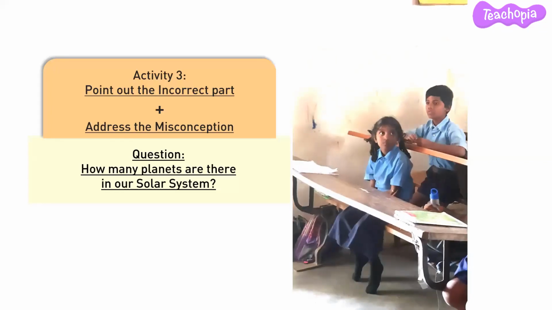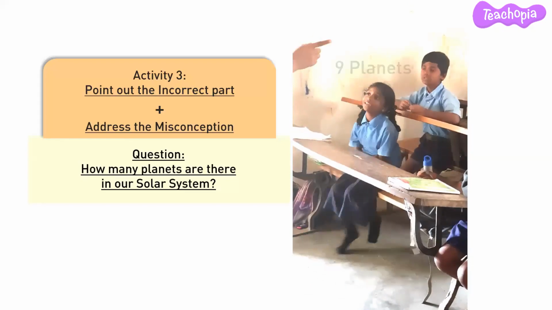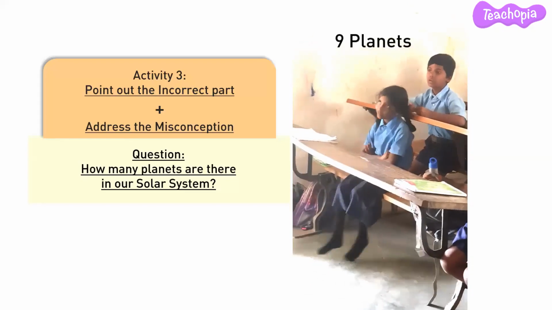How many planets are there? 9 planets? Yes. Okay.